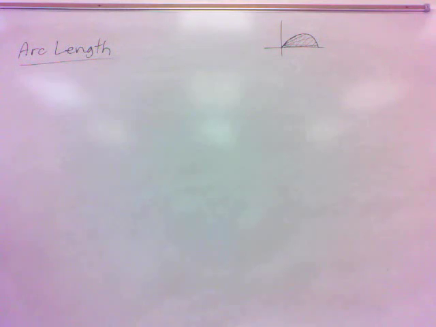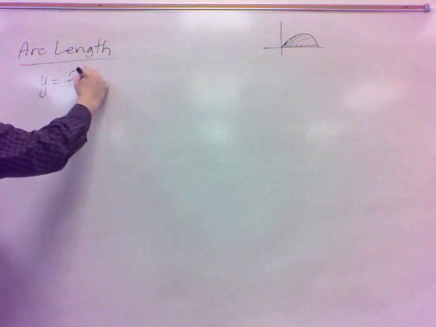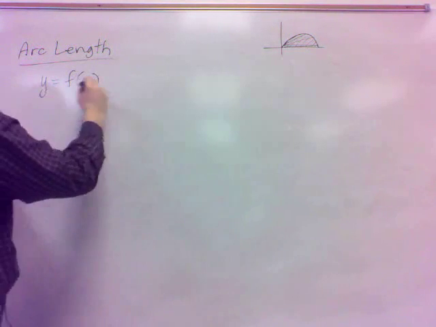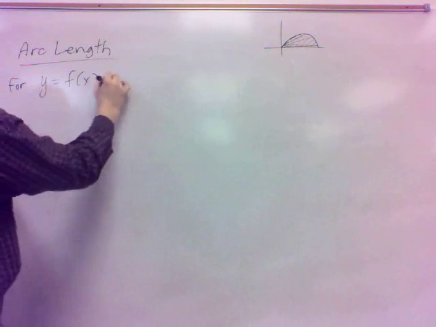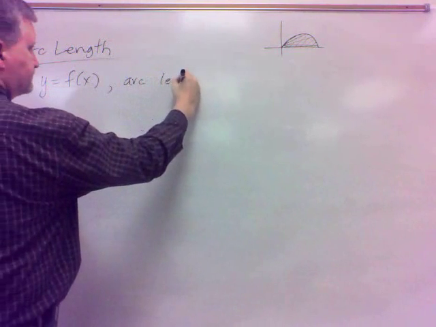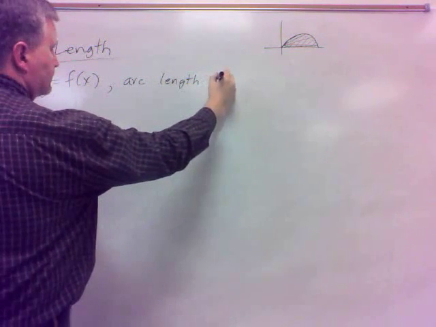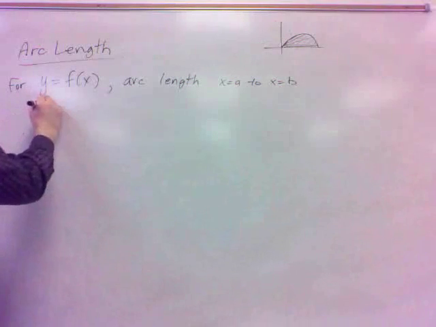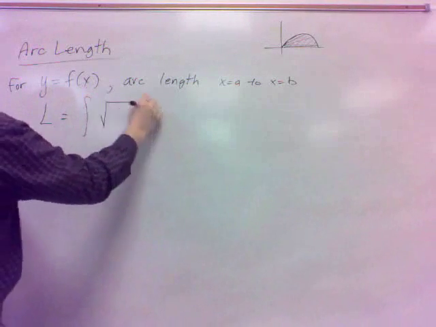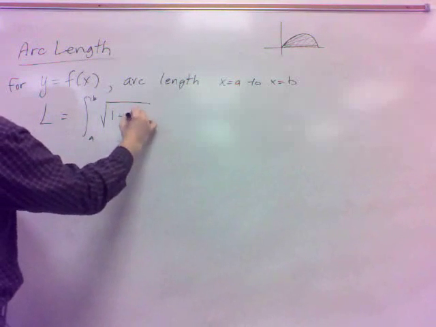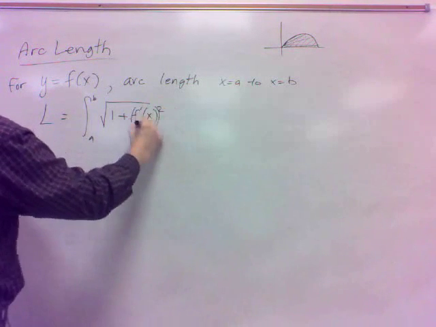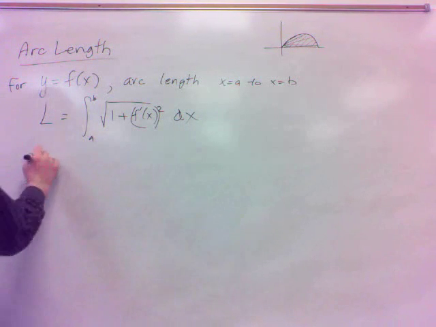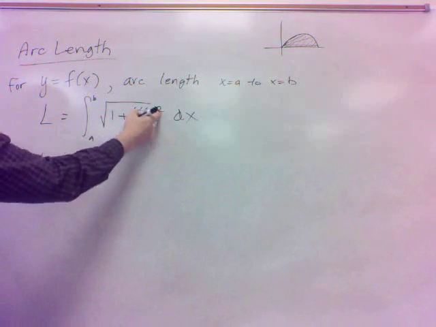Well, we know that if we're in the Cartesian setting, y equals f of x, the arc length from A to B is, well, L equals the integral from a to b of the square root of 1 plus f prime of x squared dx. Or to put it another way, that is 1 plus dy dx squared.